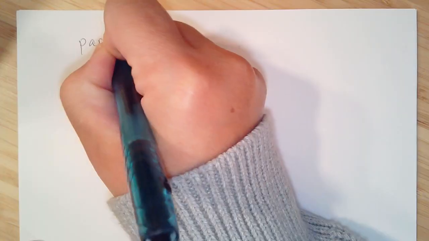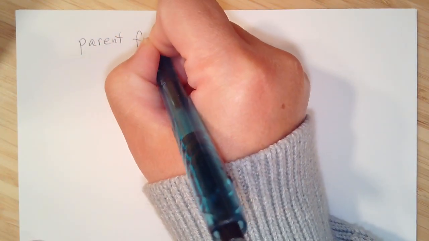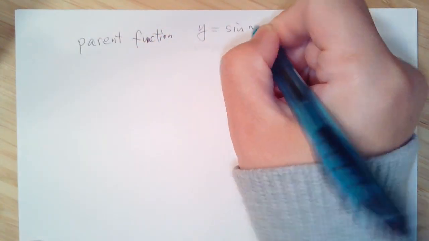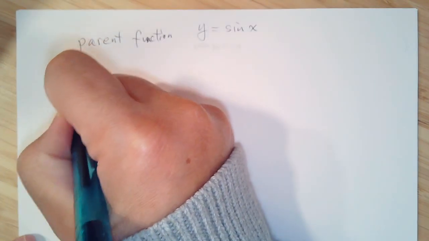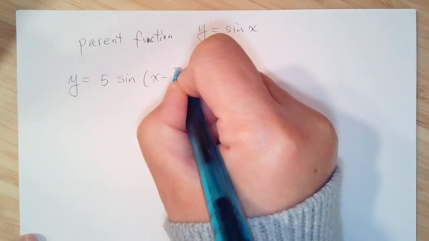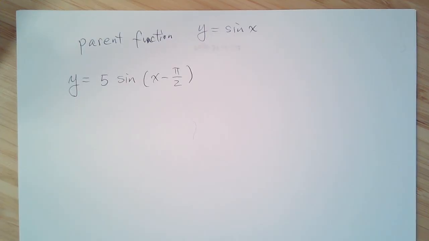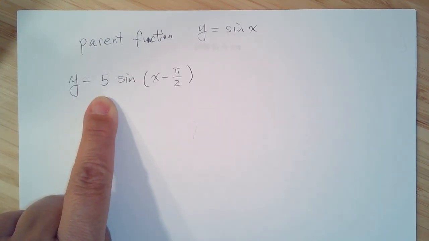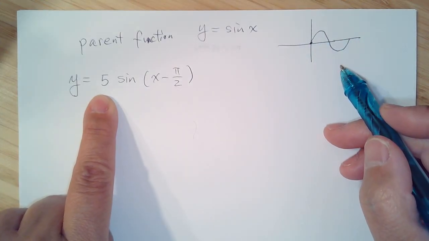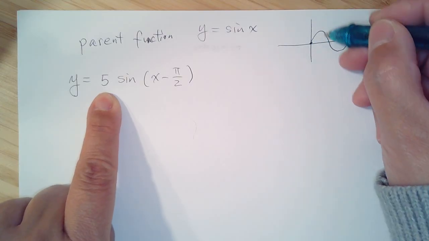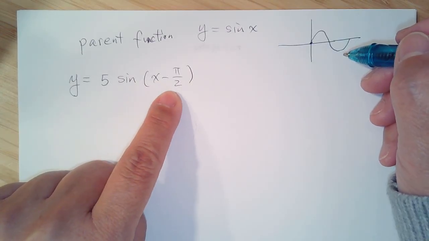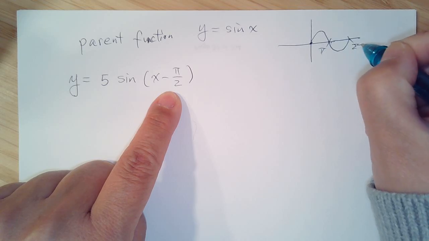Parent function is y equals sine x, right? Okay, what about this? What about y equals 5 times sine of x minus pi over 2? This, I know how to deal with that. For sine x, it goes from 0, go up and down like that, right? So I just keep this in mind. If I multiply by 5 in front of that, I'm going to stretch that vertically by a factor of 5. But what I'm going to do with this x minus pi over 2? Remember, here's a pi, here is 2 pi, right? That's 1 period.